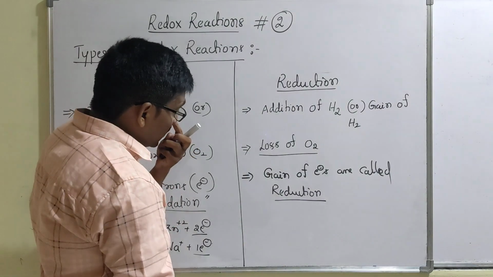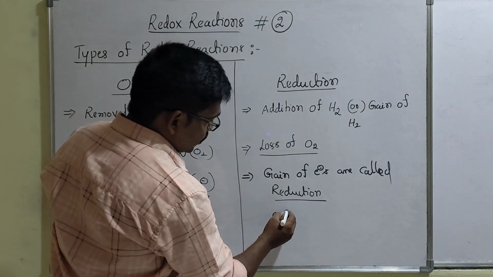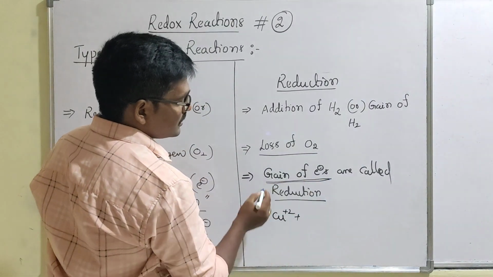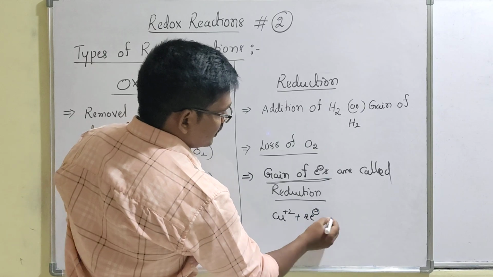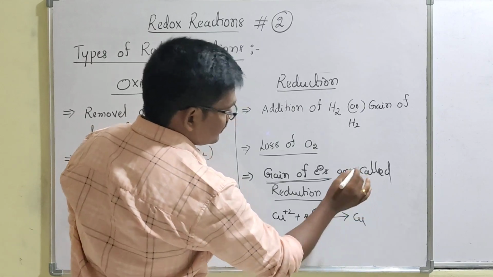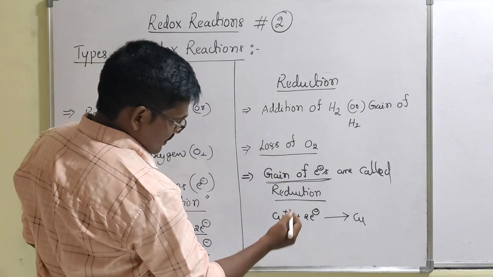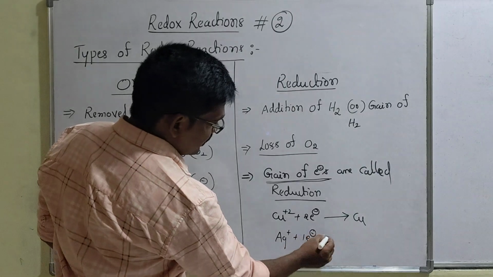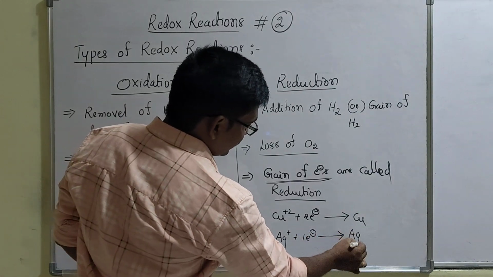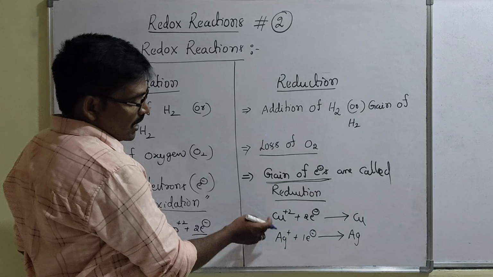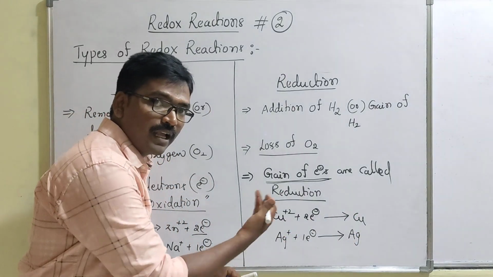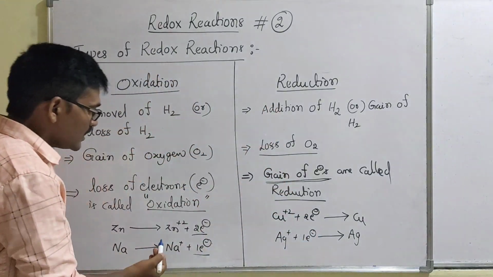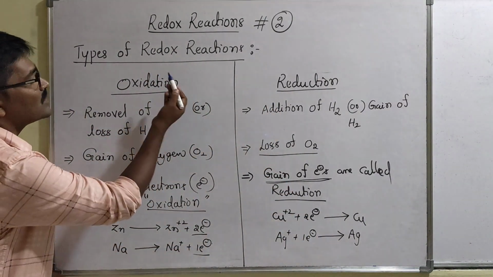Then for reduction, for example, Cu2+ by gaining electrons is converted into copper metal. Clear, my dear students? One more, Ag+ by taking 1 electron is converted into Ag. So here, from the ions, metals are formed by taking electrons. Gain of electrons we call reduction, and loss of electrons we call oxidation.